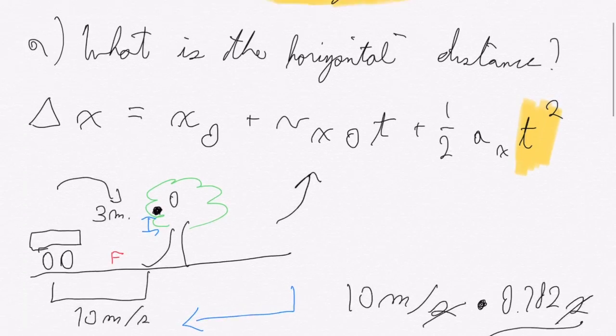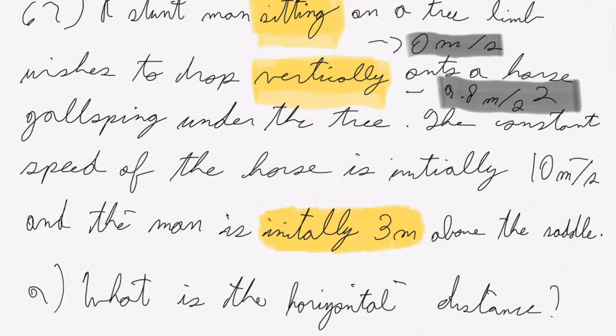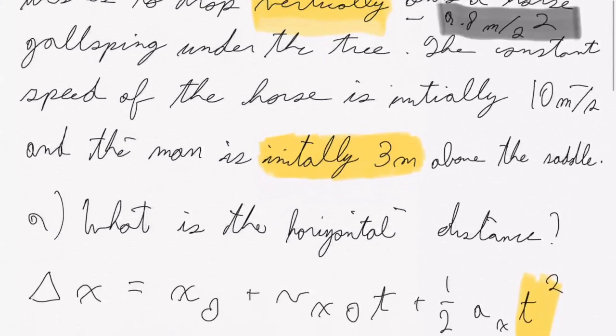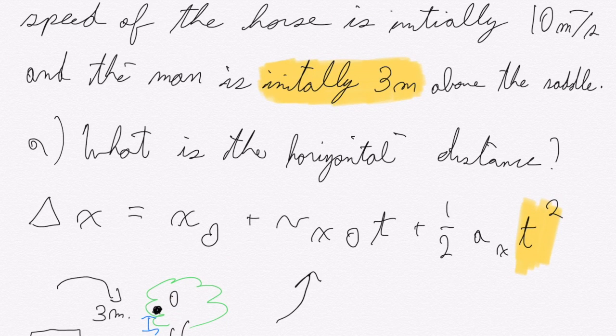So we got question A and B by using kinematic equation number 2 on the AP Physics 1 equation chart. And we were able to use 3 keywords: sitting, vertically, and initially at 3 meters per second in order to solve the equation. That's been question 67, page 51.